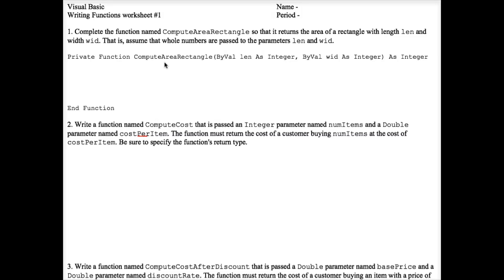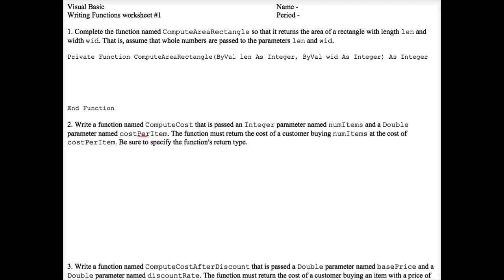Let's work on writing functions worksheet number 1. It's very important in computer science to be able to write your own functions. So let's learn to do that here in Visual Basic. I have a function for which the header is already written out. We just have to add the code that makes it do what it needs to do.